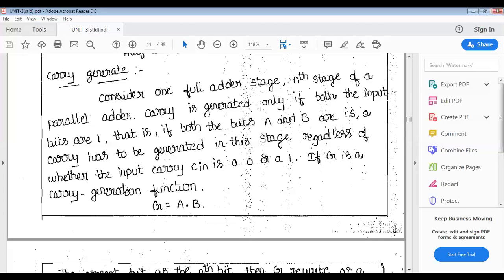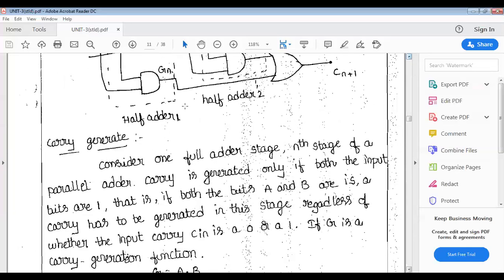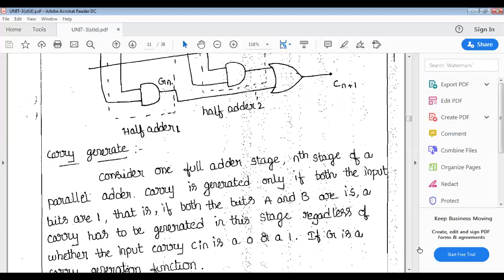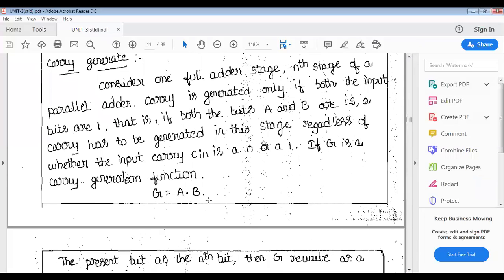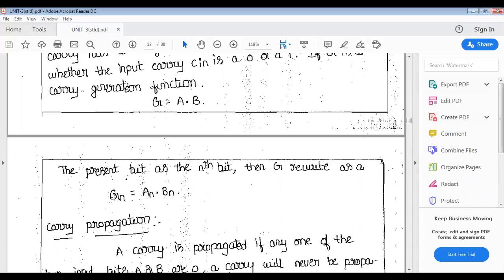has to be generated in this stage, regardless of whether the input carry Cn is zero or one. Cn is zero or one, meaning a full adder having three bits. In those three bits, Cn is either zero or one, whatever it is, but the carry is generated when both the inputs A and B are 1 and 1. So irrespective of the carry, if both the inputs are 1 and 1, then the carry is generated. If G is the carry generator function, you can see in the circuit, I name it here as the half adder 1 output Gn. That Gn is equal to An AND Bn. Simply, G is equal to A into B. The present bit is the nth bit, then G is rewritten as Gn is equal to An into Bn.